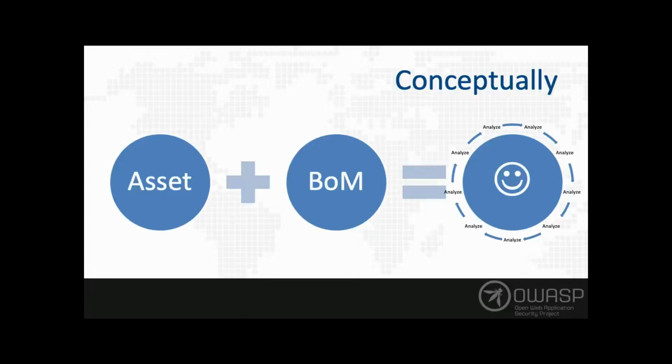So conceptually, Dependency Track is this. You have an asset, piece of software, microservice, pacemaker. You create a bill of material that describes all the ingredients, and you throw it into Dependency Track where it will constantly monitor it, whether you're building that software or not.